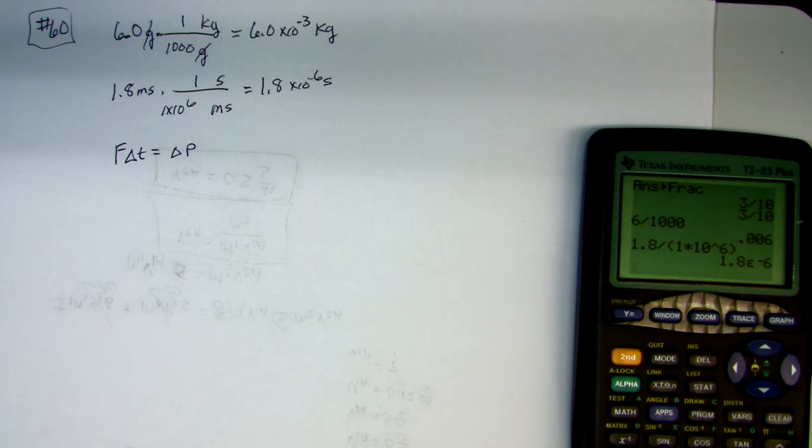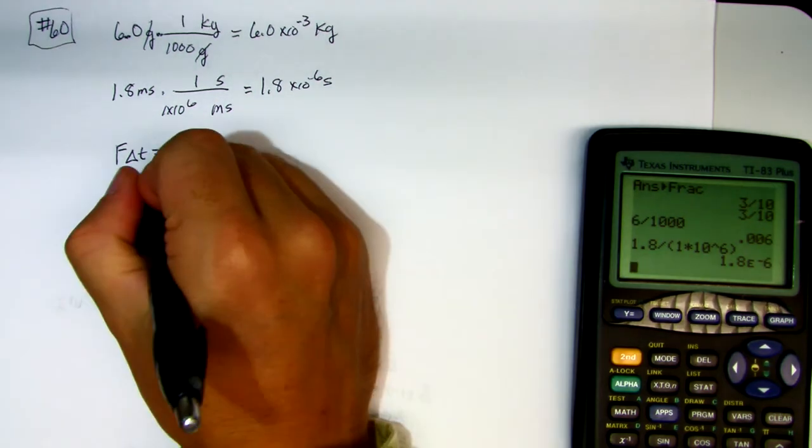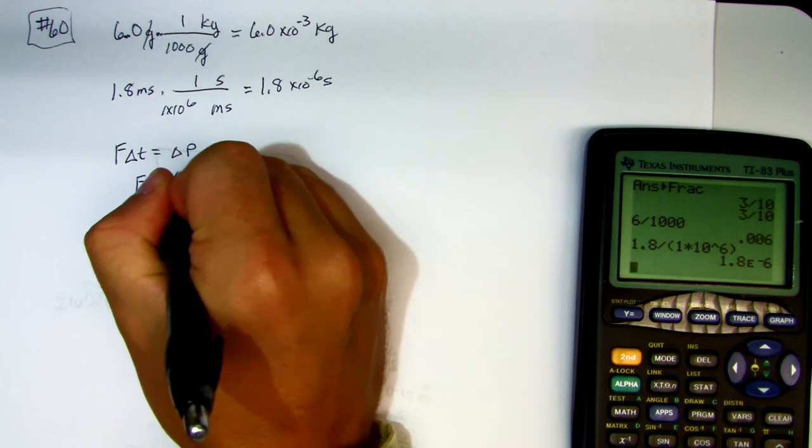So I need an equation that has F in it. And we're talking about momentums and stuff. This is the only one that has F in it. It has time and momentum. Number 60. So I'm looking for F. So I solve for F.